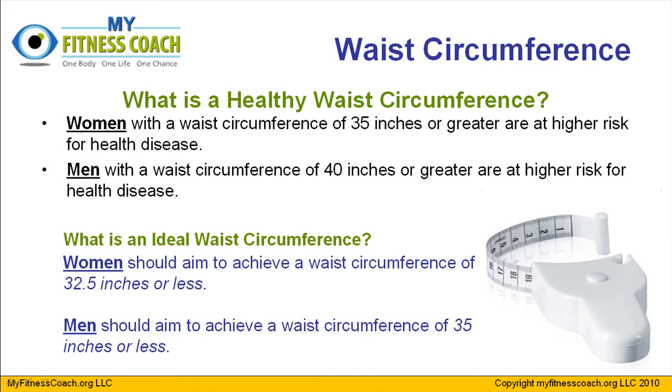So basically how I want you to approach this is, if you're a man and you have a waist circumference of 40 inches or greater, or if you're a woman with a waist circumference of 35 inches or greater, I want you to make it a goal of trying to get a waist circumference size of less than 40 for a man, 35 for a female in the short term. I want you to make it your long-term goal to achieve a waist circumference size in the ideal range, which again for women is 32.5 inches or less, and for men 35 inches or less. You will be at the healthiest if your waist circumference is within those ranges.